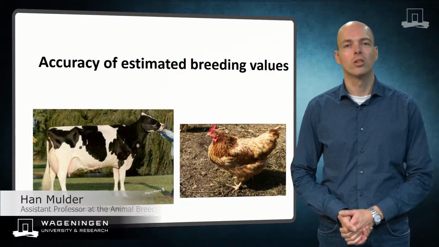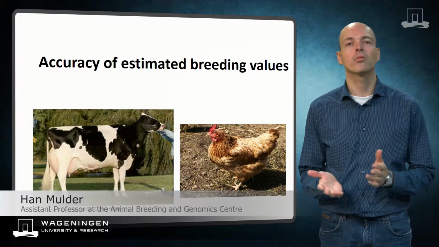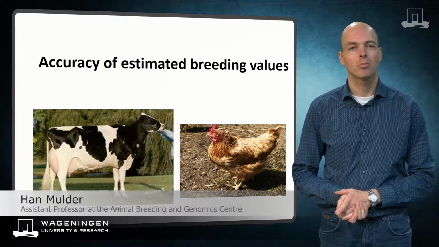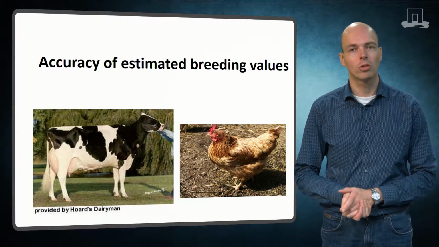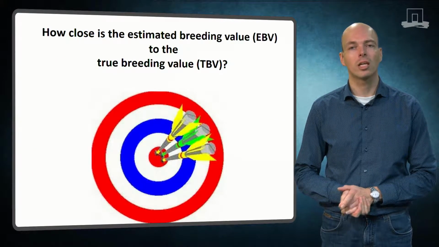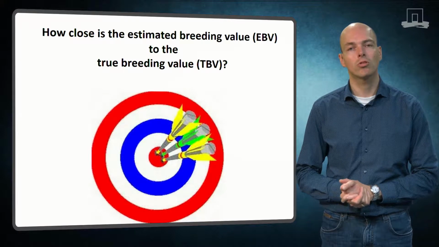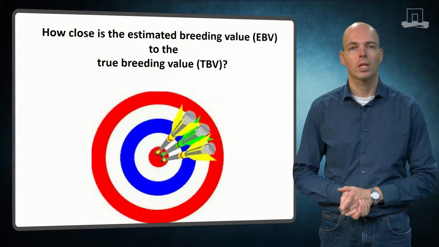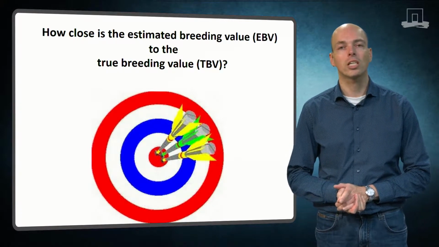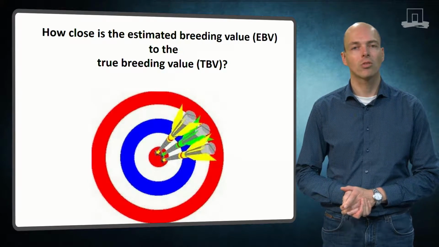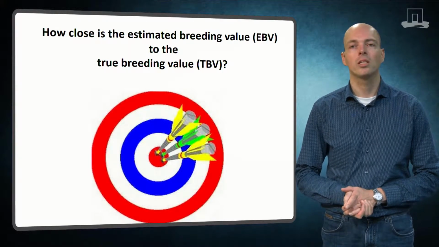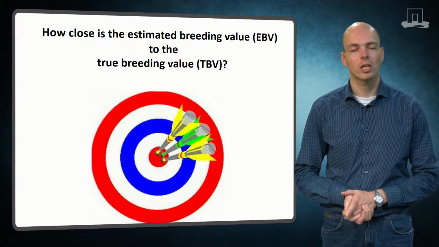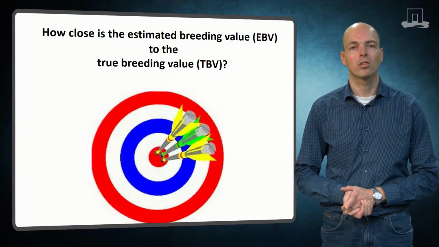In the previous videos, we discussed how breeding values can be estimated. But how accurate are estimated breeding values? Or in other words, how close is the estimated breeding value to the true breeding value? If the estimated breeding value is inaccurate, we may select the wrong animals as parents for the next generation. In this video, I will explain the accuracy of estimated breeding values and how it can be calculated.